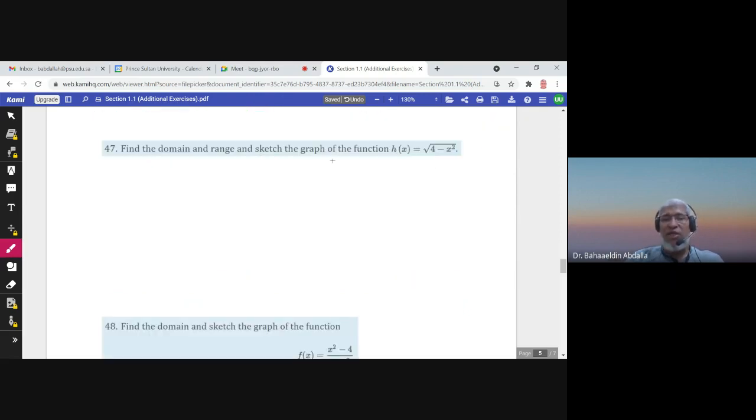Find the domain and the range and sketch the graph of this function. Well, if you write h of x as y, and you square both sides, and then if you take x squared to the other side, then you have this equation. And this equation is an equation of a circle with center at 0, 0, and radius square root of 4, which is 2.